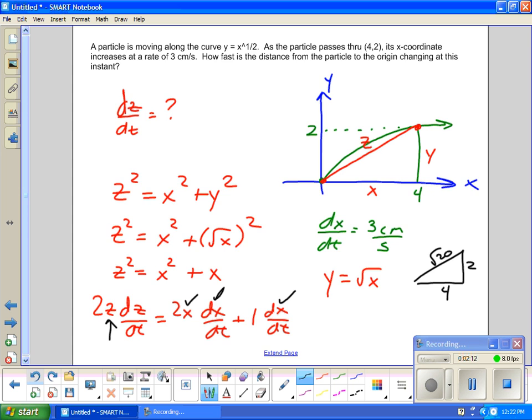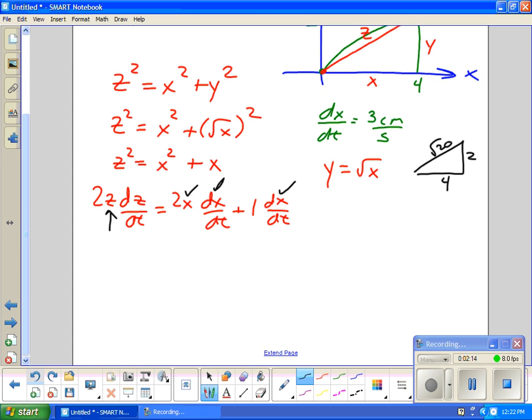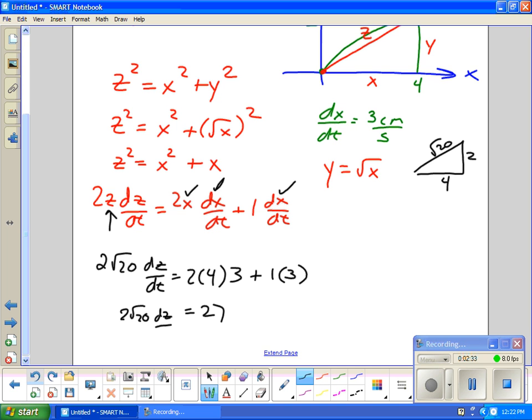All right, so I'll just plug in our knowns. I'll plug in 2 square root of 20, dz/dt, which I don't know, equals 2 times 4 times 3 plus 1 times 3. 8 times 3 is 24, plus 3. You guys get 27? Yep. If I divide, I get dz/dt equals.